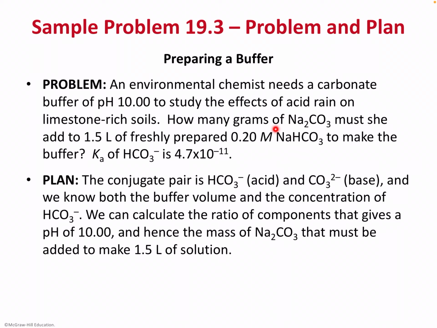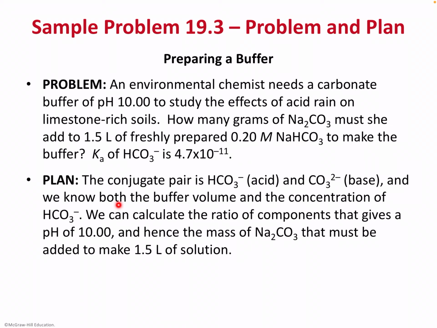It's asking how many grams of sodium carbonate must be added to 1.5 liters of freshly prepared 0.2 molar sodium hydrogen carbonate to make the buffer. Ka of the conjugate acid, hydrogen carbonate, is given. So our conjugate pair is going to be hydrogen carbonate as the acid and carbonate as the base. And they come in the form of sodium carbonate. Carbonate comes as sodium carbonate and hydrogen carbonate comes as sodium hydrogen carbonate.